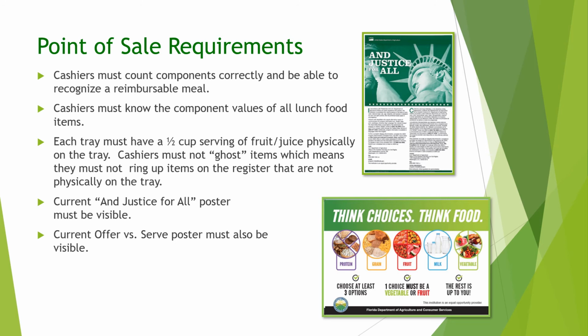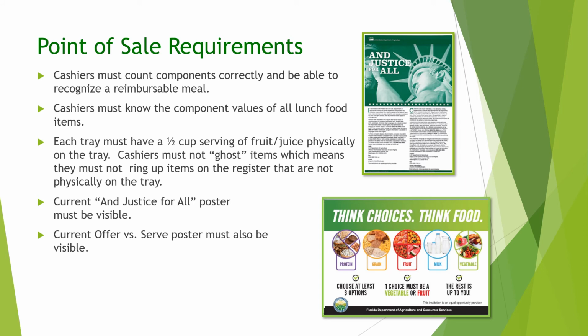Cashiers must not ghost items, which means they must not ring up items on the register that are not physically on the tray. Cashiers should explain to the student that their meal is not yet a complete nutritious meal and they need the additional component or components. When ghost items are added to the tray, the district is claiming meals that they are not entitled to claim because they are not reimbursable meals. This will cause the district to fail the administrative review audit.